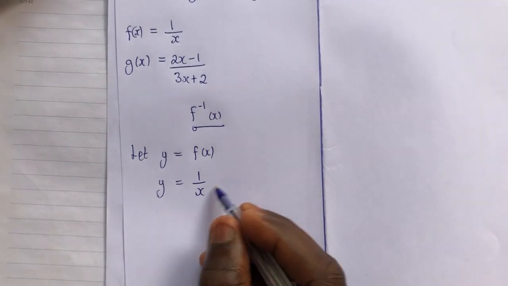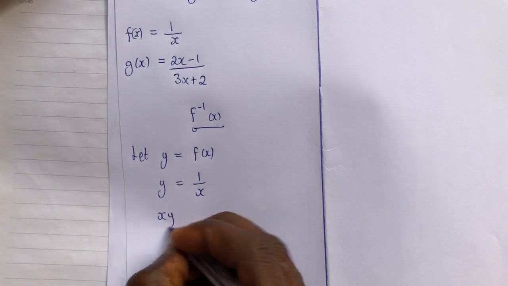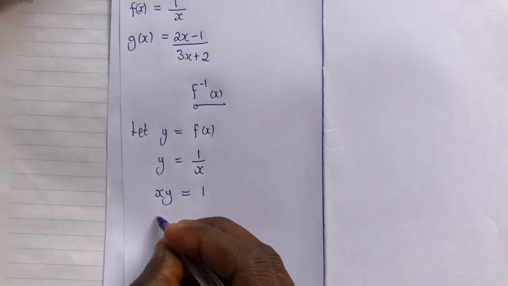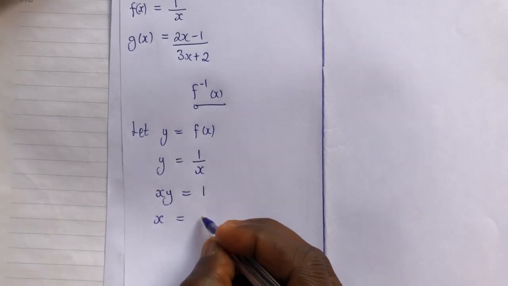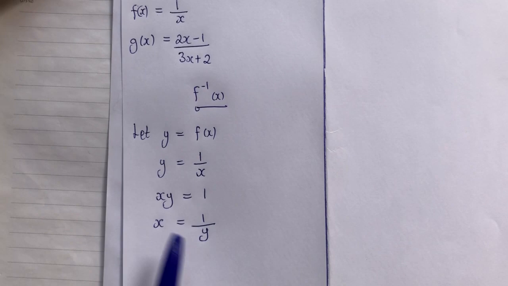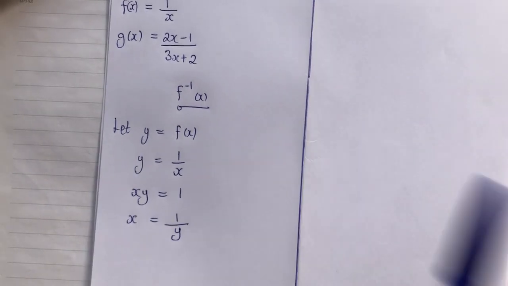Our next step is to cross multiply, make the equation linear, and make x the subject. So we can multiply through by x. When I cross multiply here, I'll get xy equals 1. Now make x the subject. So make x equals 1 out of what? y.